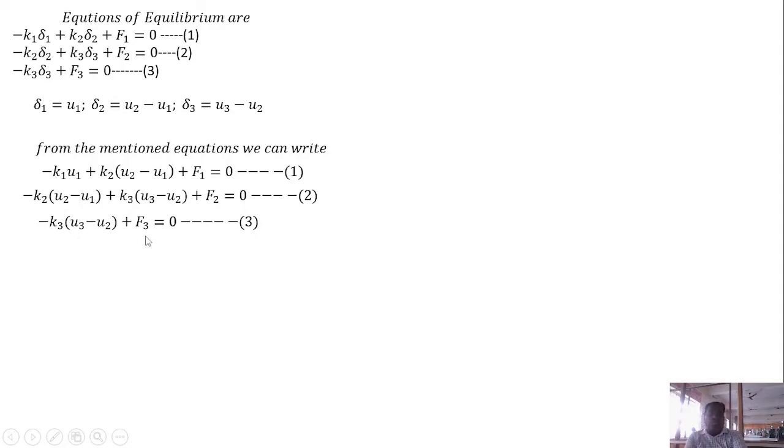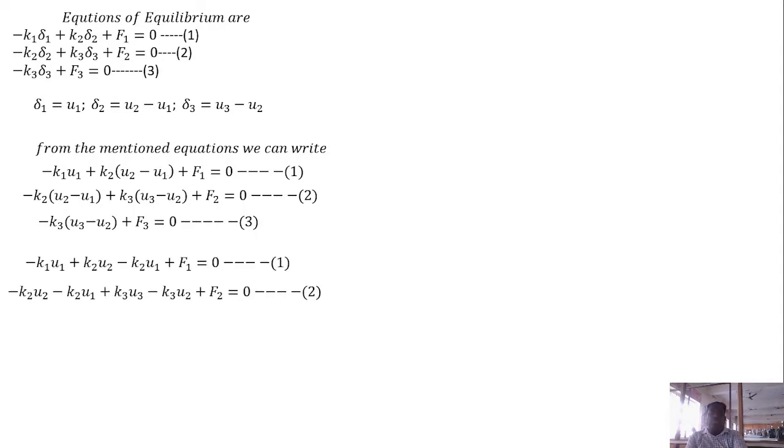This is not enough, so I can simplify, because here you see k2 of (u2 minus u1) is available. Why not? I can multiply k2 with u2, and I can multiply k2 with minus u1. Likewise, I can simplify this equation. Here you see the first equation: I can multiply minus k1 u1, as I recall, plus k2 into u2 minus k2 into u1 plus f1 is equal to 0.